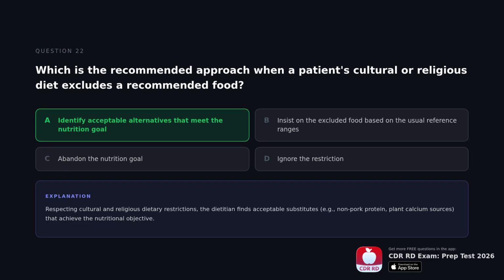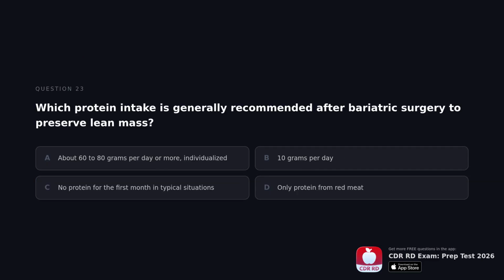The correct answer is identify acceptable alternatives that meet the nutrition goal. Respecting cultural and religious dietary restrictions, the dietitian finds acceptable substitutes, for example non-pork protein or plant calcium sources that achieve the nutritional objective. Which protein intake is generally recommended after bariatric surgery to preserve lean mass?